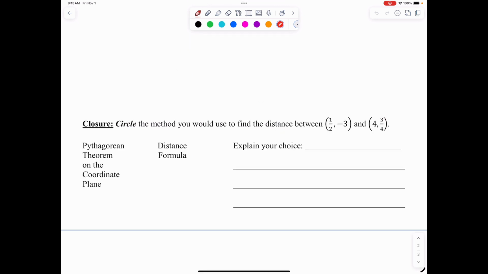So for the last part of our lesson, I would like you to complete the closure question. Circle the method you would use to find the distance between (1/2, -3) and (4, 3/4). I'm not asking you to actually calculate this distance. I want to know which method would make the most sense, and I'd like you to explain your choice on the lines to the right. At this time, pause the video, complete the closure question, and then return to the video to see the answers.